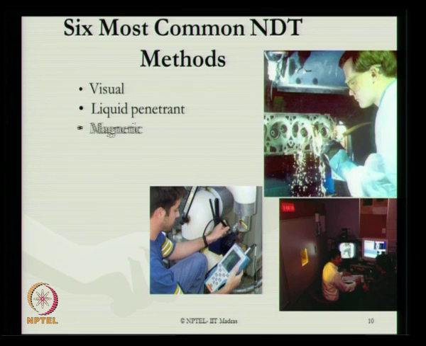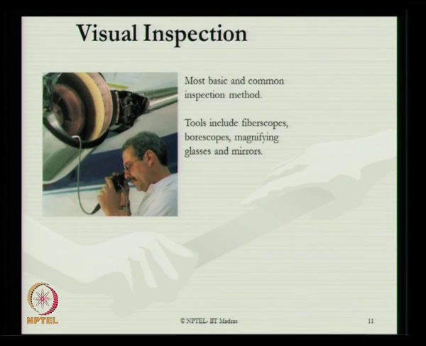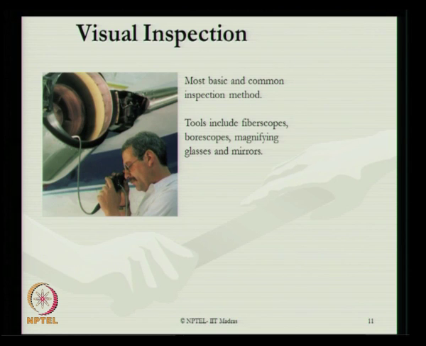Let us quickly look at the 6 most common NDT methods which are commonly deployed. Visual method, liquid penetrant, magnetic method, ultrasonic, eddy current and X-ray diffraction are considered the 6 most common NDT methods available and applied in recent times. If you look at visual inspection, this is considered one of the most basic and common inspection techniques. Tools used in this method are fibroscopes, borescopes, magnifying glasses and mirrors.